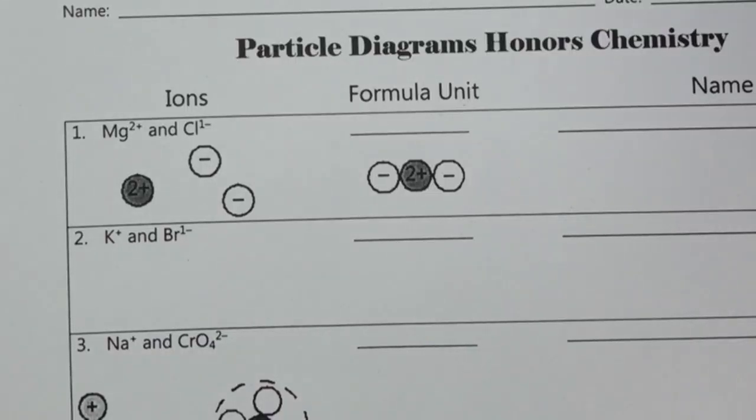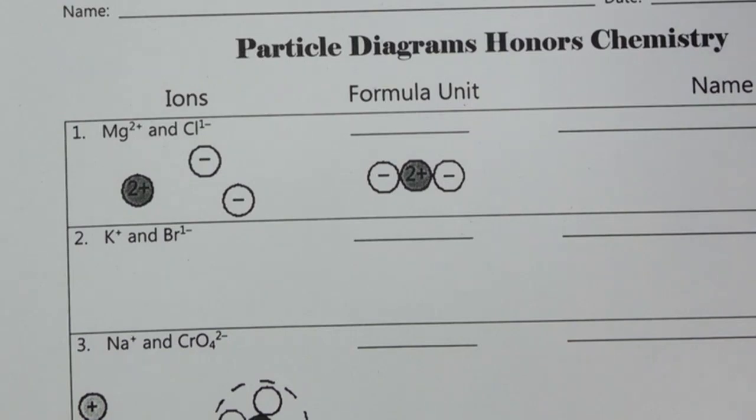So today's lesson is going to be on how to name and write ionic compounds when a polyatomic ion is involved. And we're going to learn this through the use of what we call a particle diagram. So what is a particle diagram?